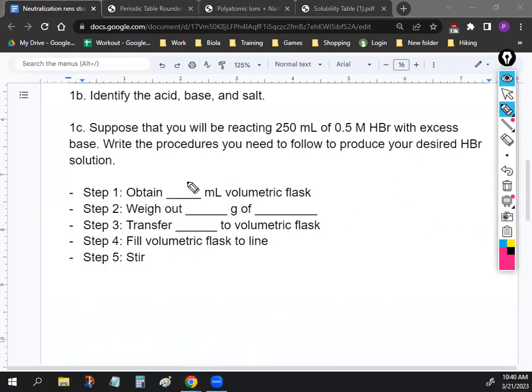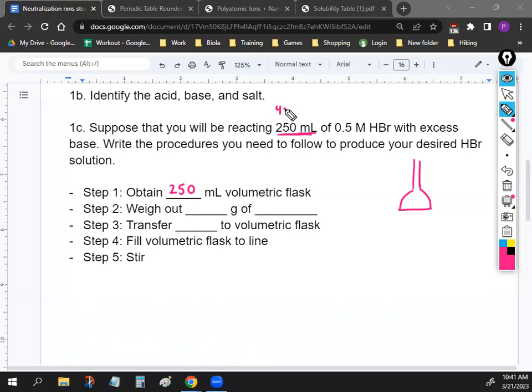Step 1, you want to get a certain size volumetric flask. It's the thing with the skinny neck and the kind of big bottom. Looks like this. We use it in the lab. The size that you want is the exact size of the solution you want to make. So if we want to make 250, we need to get a 250 mL volumetric flask. Okay, so that's step 1. Super easy.